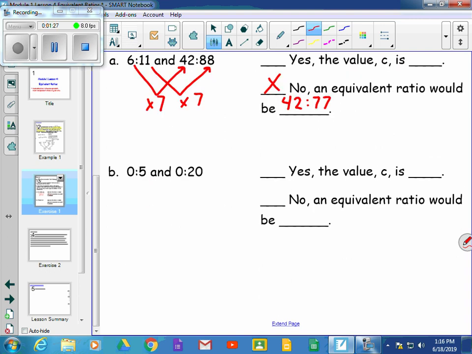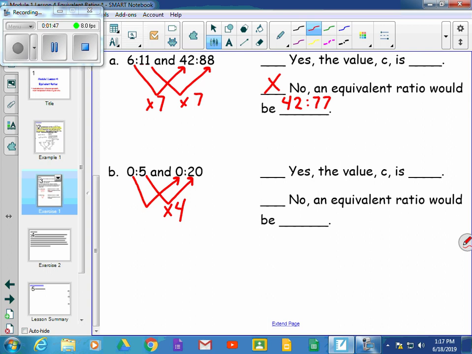Let's take a look at letter B now. Letter B has 0 to 5 and 0 to 20. I'm going to start with the second term this time. I'm going to ask myself, 5 times what gives me 20? 5 times 4 equals 20.